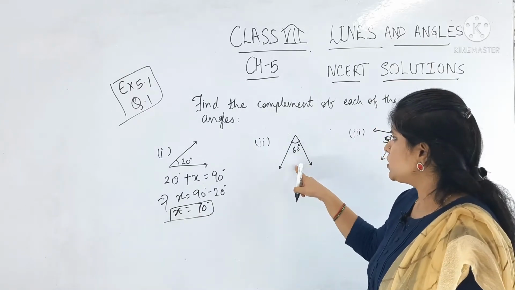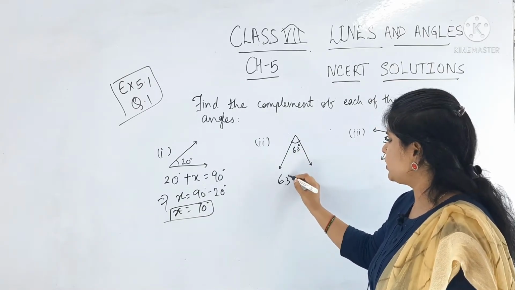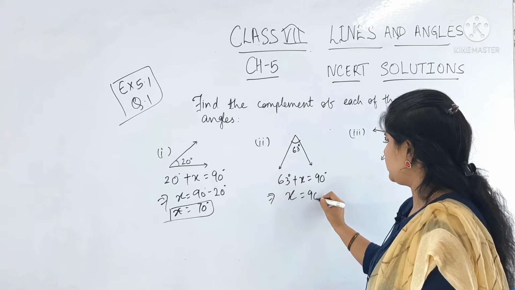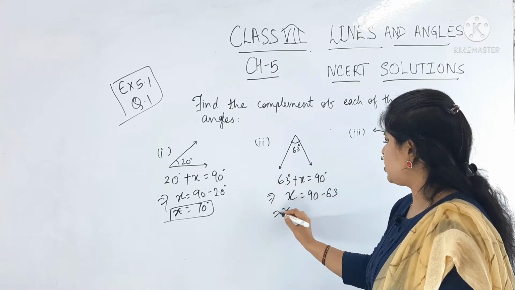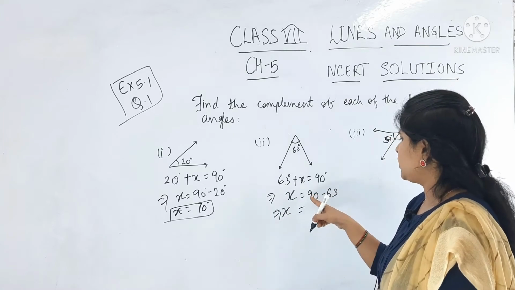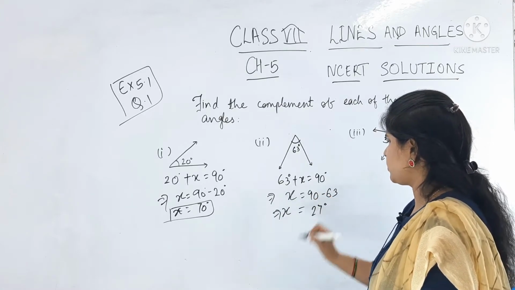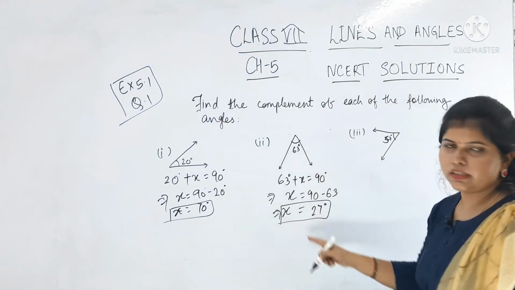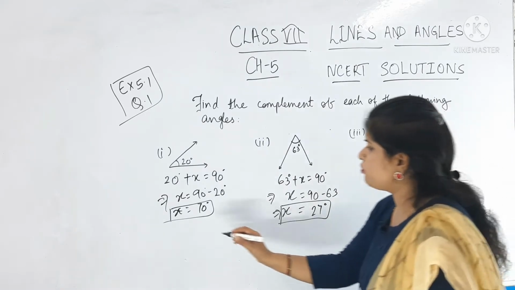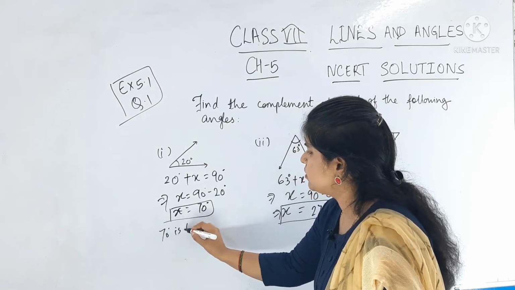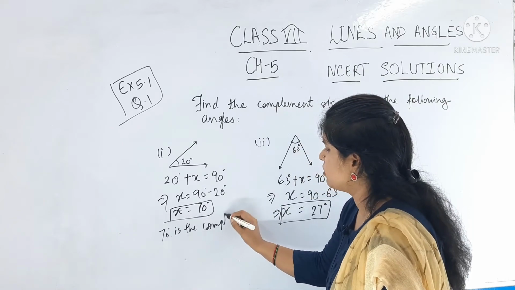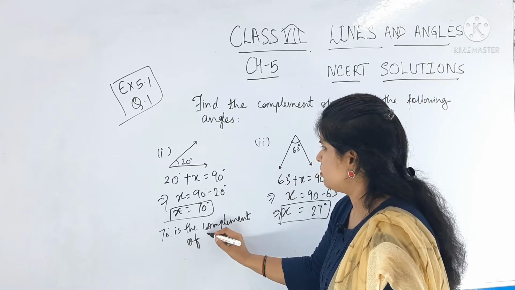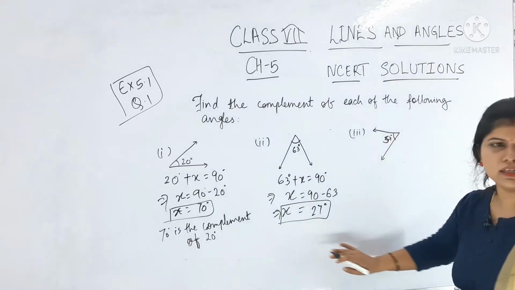Now here it is 63 degrees. So 63 degrees plus x equal to 90 degrees. So x equal to 90 minus 63. So x equal to 10 minus 3 is 7, and 8 minus 6 is 2, so 27 degrees. So this is the complement of 63 degrees. You have to write like this: 70 degrees is the complement of 20 degrees. Write this way here also.